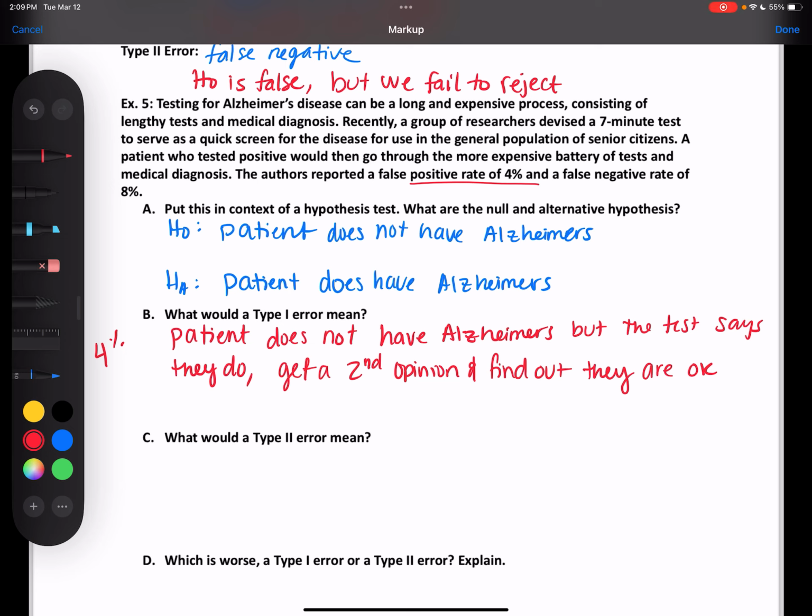Okay, what would a type 2 error mean? The patient does have Alzheimer's, but the test says they do not. That's the 8%. So they get a second opinion and find out that they are not okay? Actually, they don't get a second opinion because they think they're okay. Oh wait, that's true. Only the ones who test positive go through more expensive tests. So they just go on thinking they don't have Alzheimer's. Then they forget they were even tested. So the patient has Alzheimer's, but the test says they don't.